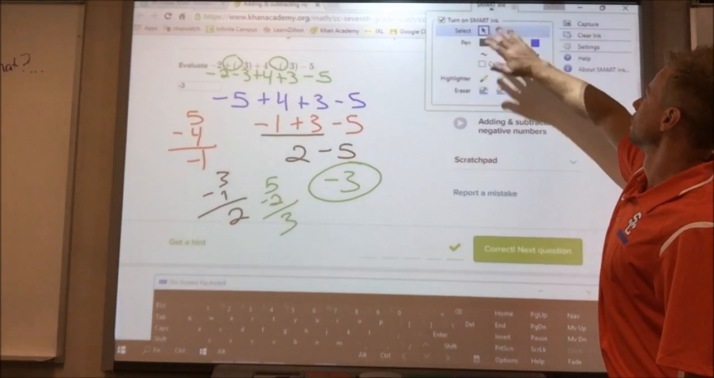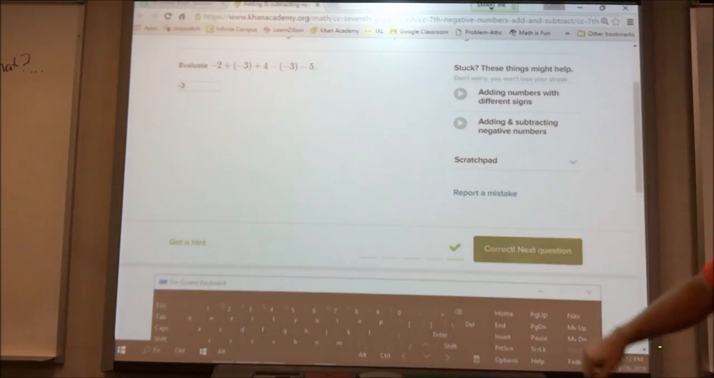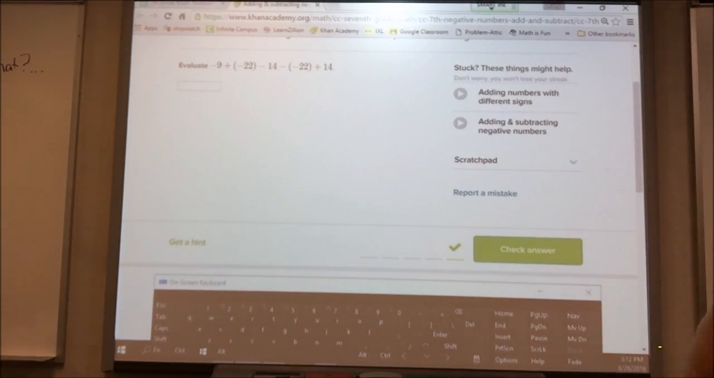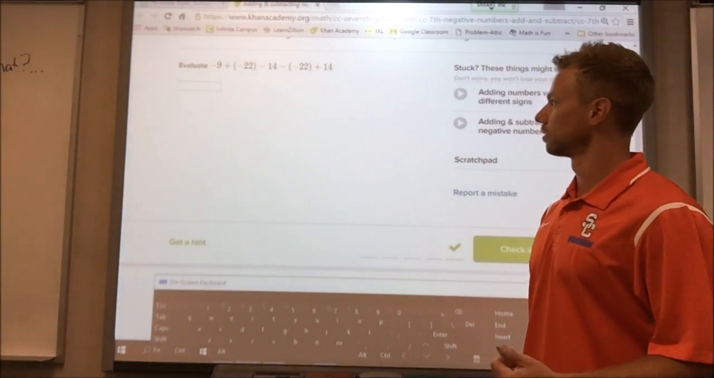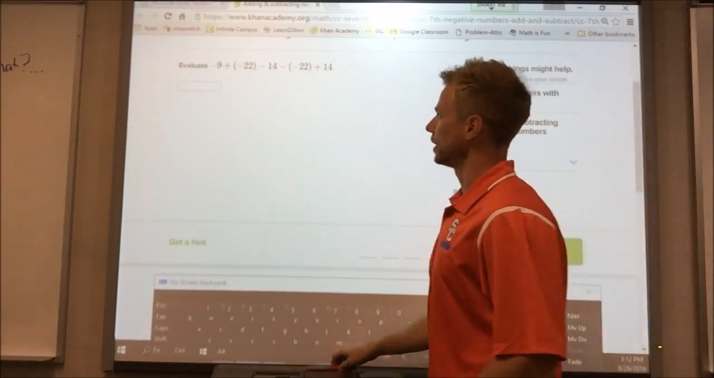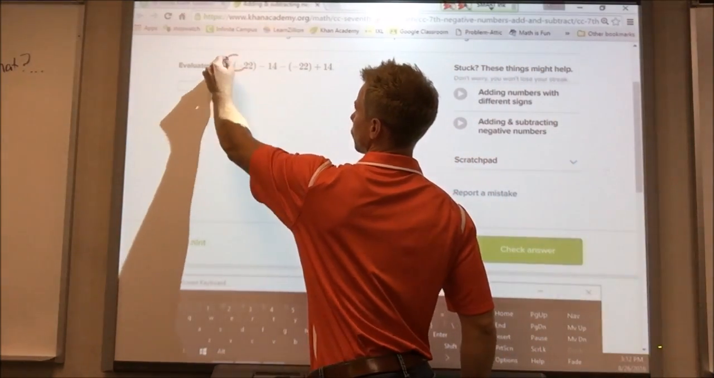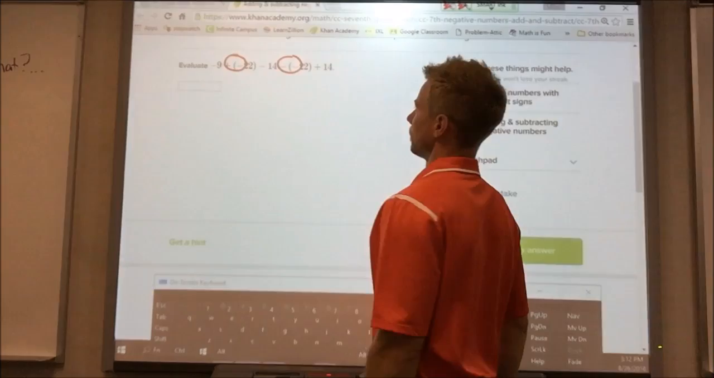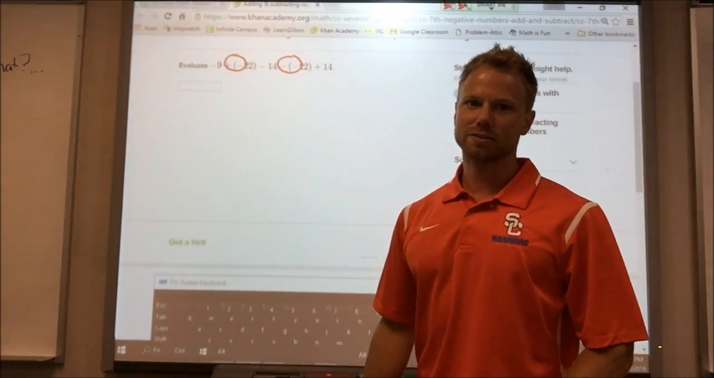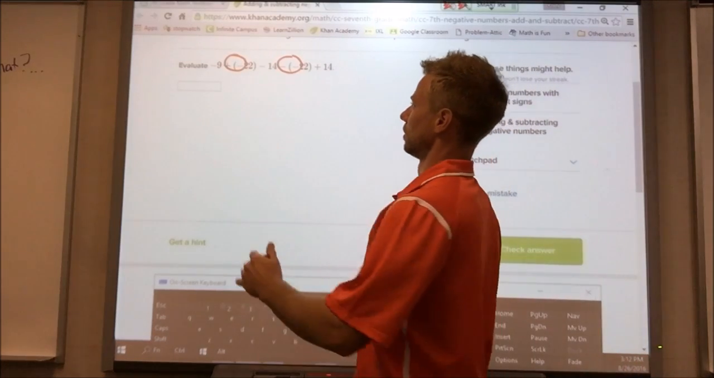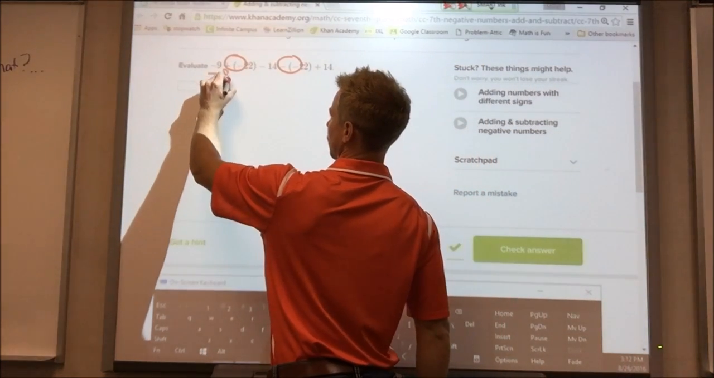Good. Let's try another one of those. Okay. Again, we start with the first two rules. Any signs that are right next to each other, we will simplify using our rules. So here we have a positive and a negative. That's unlike signs. So it's going to become a negative.